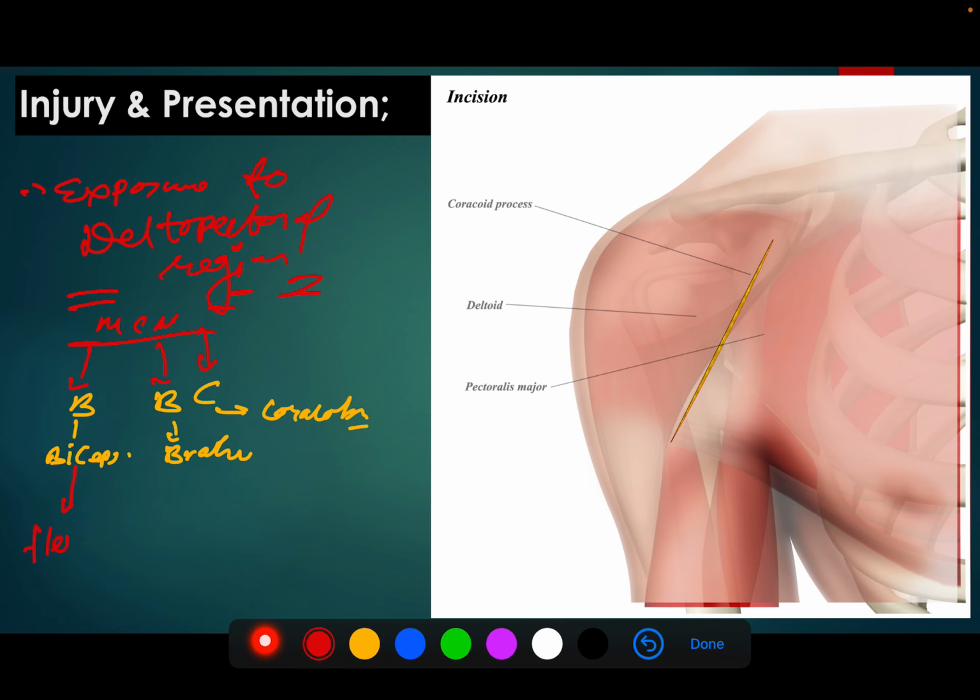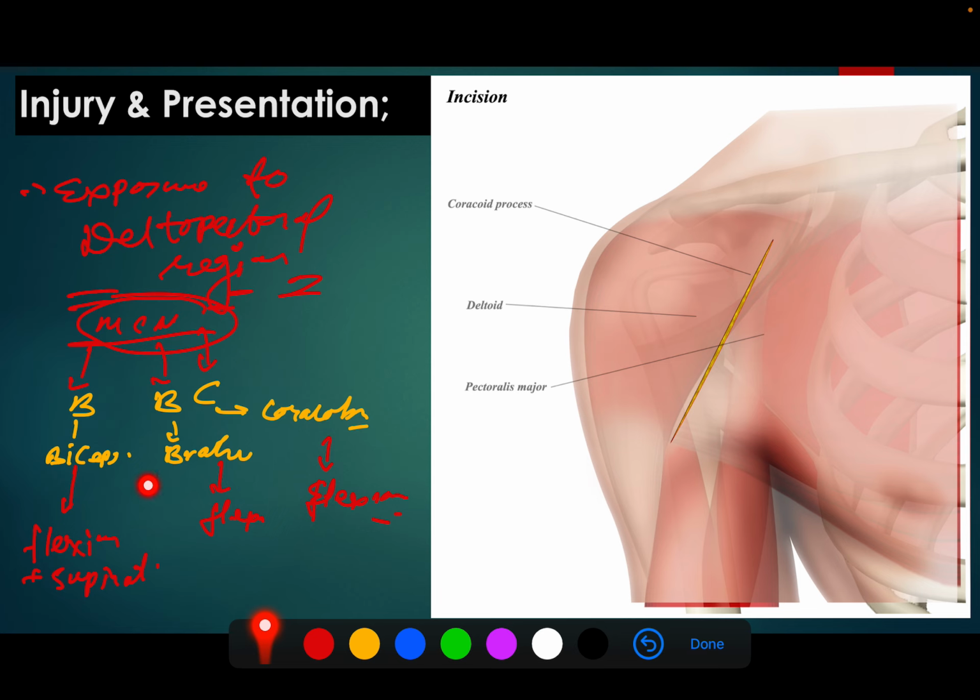What is their function? Biceps, elbow flexion plus elbow supination. This elbow flexion, right? So see, if we have this musculocutaneous nerve injured, it causes these three muscles paralysis. If these three muscles are involved, we will have problem in the elbow flexion and supination. Finally we have problem in elbow flexion and elbow supination.